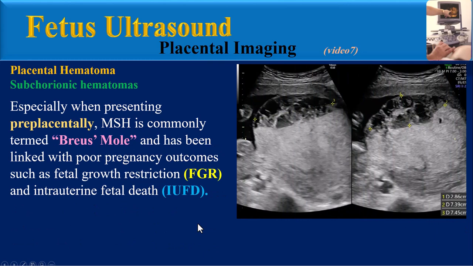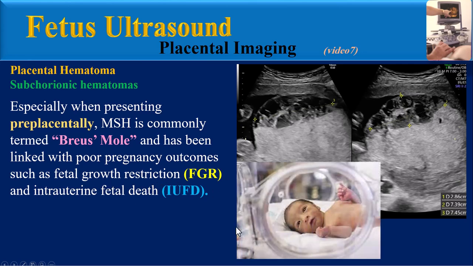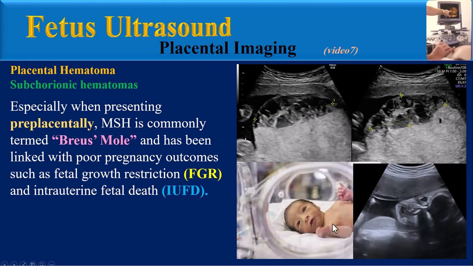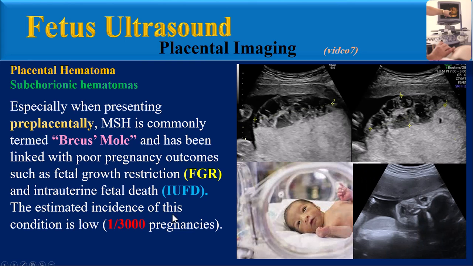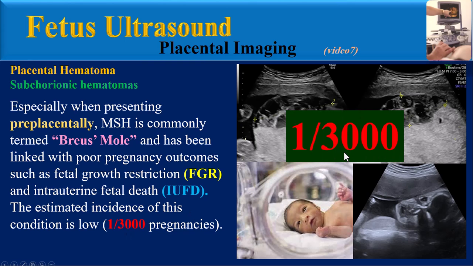Especially when presenting preplacentally, massive subchorionic hematoma is commonly termed Breus mole and has been linked with poor pregnancy outcomes such as fetal growth restriction and intrauterine fetal death. The estimated incidence of this condition is low, about 1 per 3,000 pregnancies. We must know a few practical points about massive subchorionic hematoma.